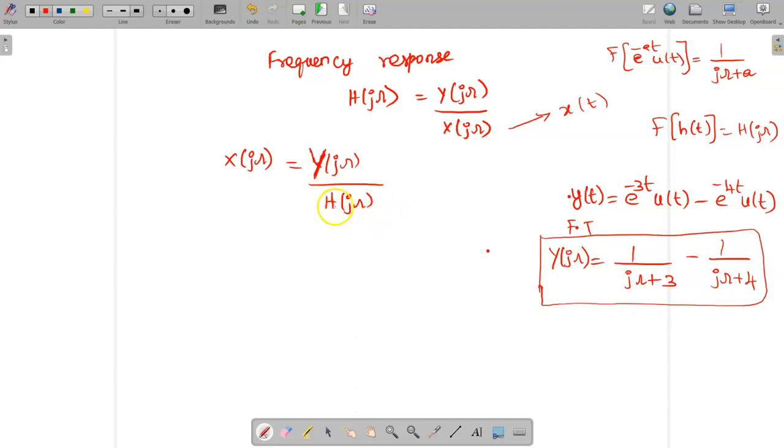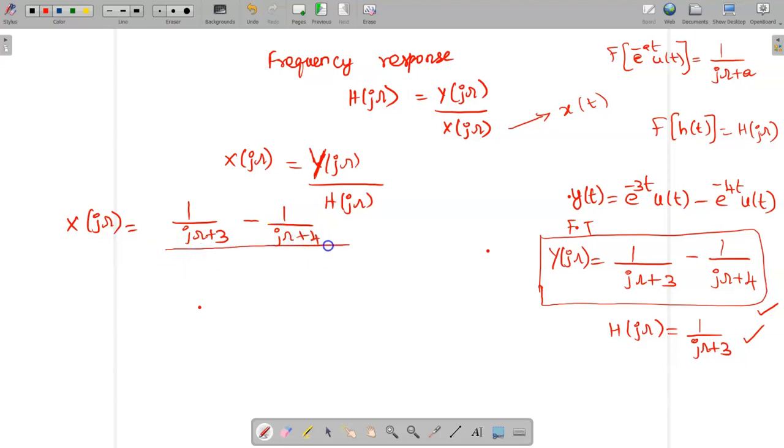We already know H(jω). In the problem itself they have given H(jω) directly, which is nothing but 1/(jω+3). So these two terms we have obtained, and we can find X(jω) first. What is X(jω)? Y(jω) divided by H(jω). Y(jω) is 1/(jω+3) minus 1/(jω+4), all in terms of jω, divided by H(jω), which is 1/(jω+3). Let us simplify this.